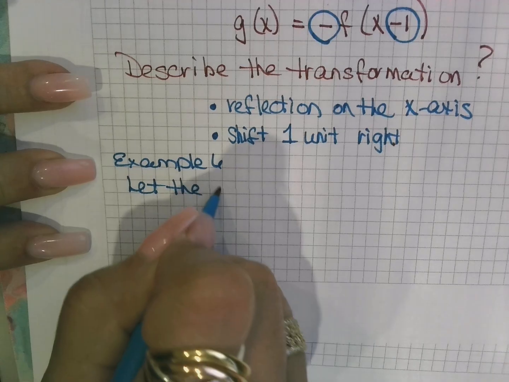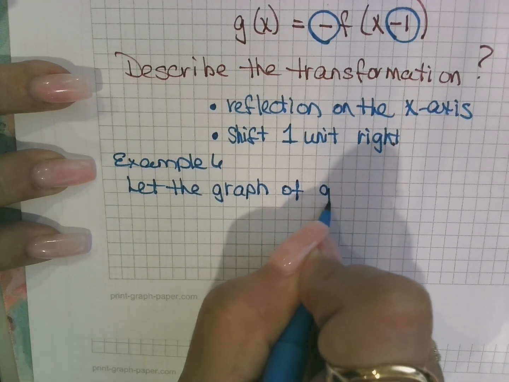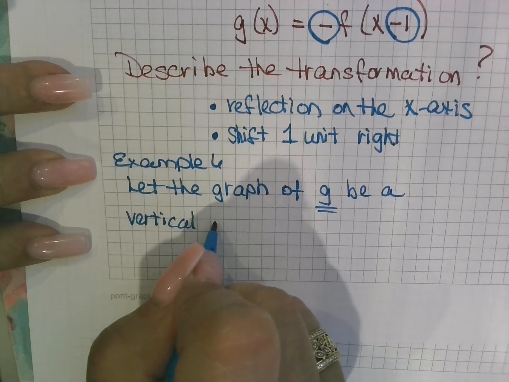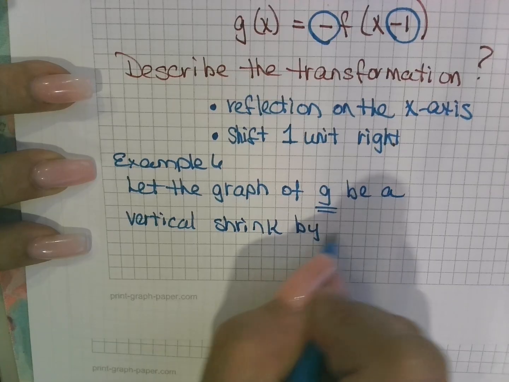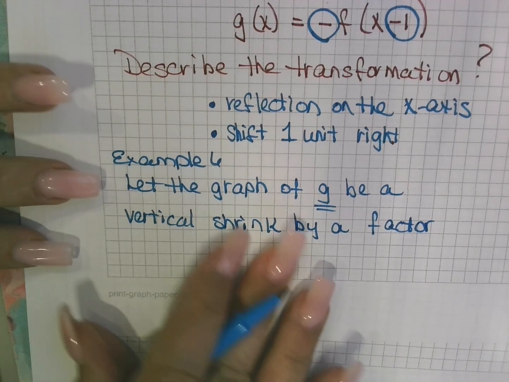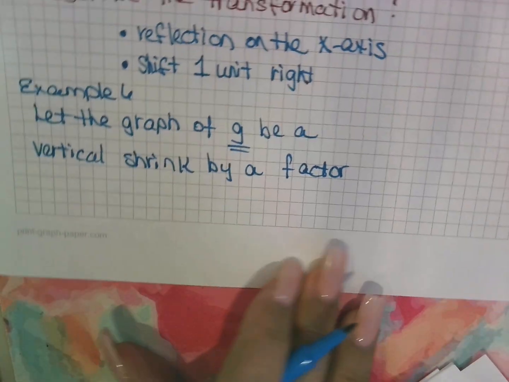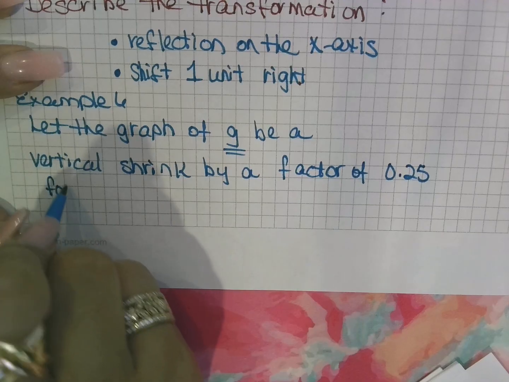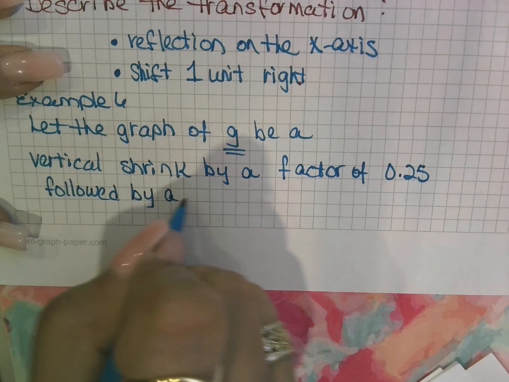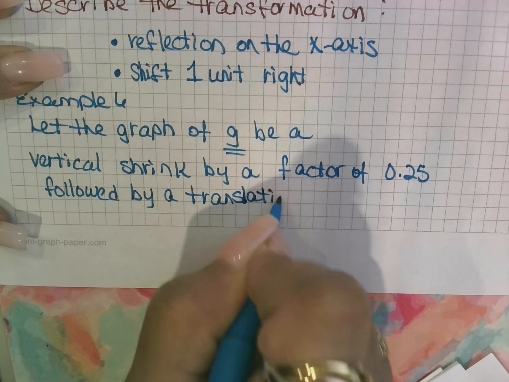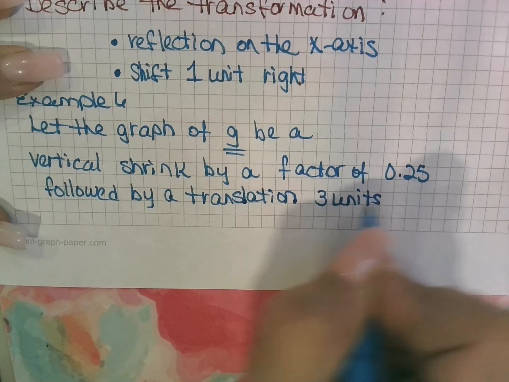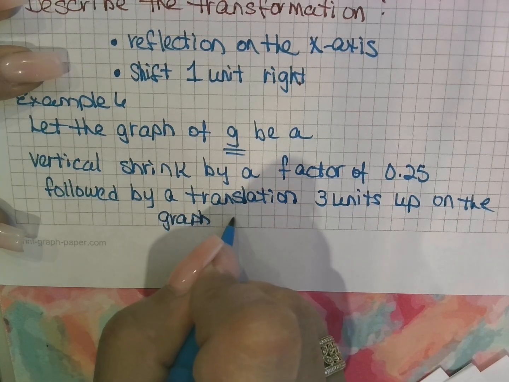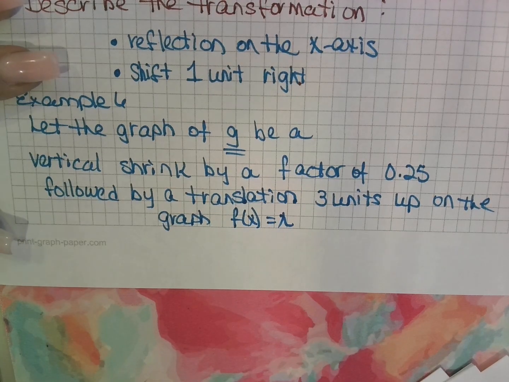Let the graph of g be a vertical shrink by a factor of 0.25 followed by a translation 3 units up on the graph f of x equals x. All right. So let's see what this means.